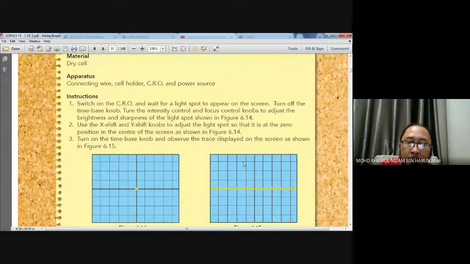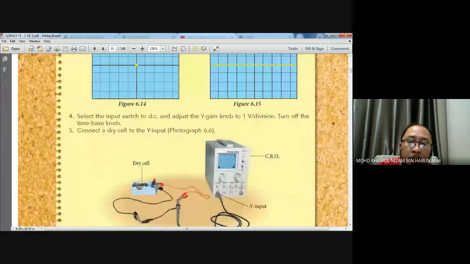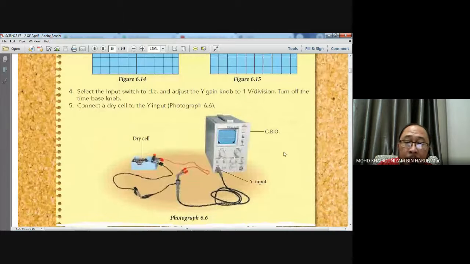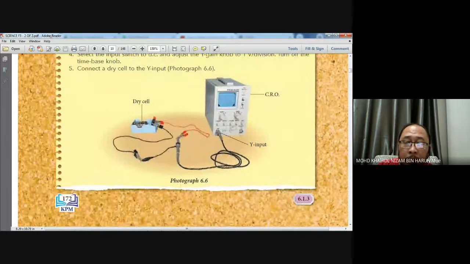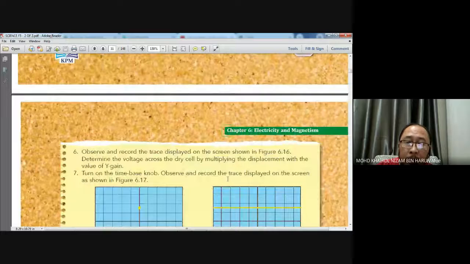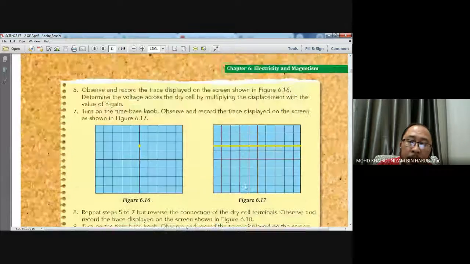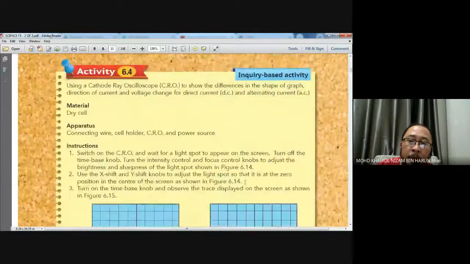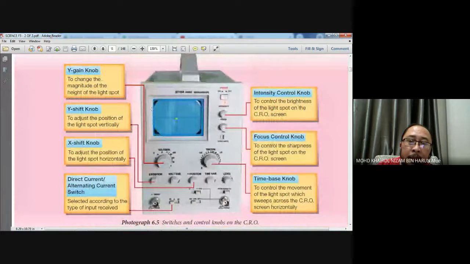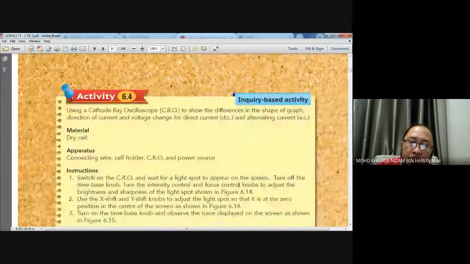It is difficult to understand this one. We have to do it in the lab to show you about this one, so we skip this one. You maybe only have to remember the knobs used here. What is the function? What is the name for each knob given here? That's all.